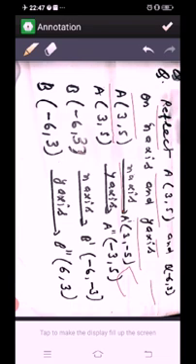Now A 3, 5 reflected in y-axis. If we reflect it in y-axis, then the sign of the x coordinate gets changed. So here we can see the x coordinate was 3, now it is -3. So we get the image of A, that is A dash in y-axis, -3, 5.